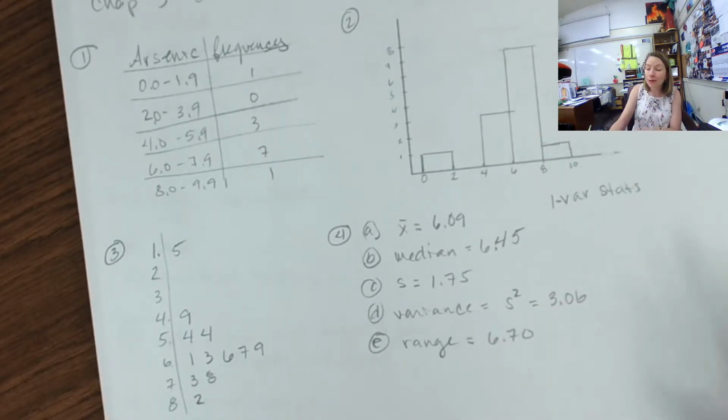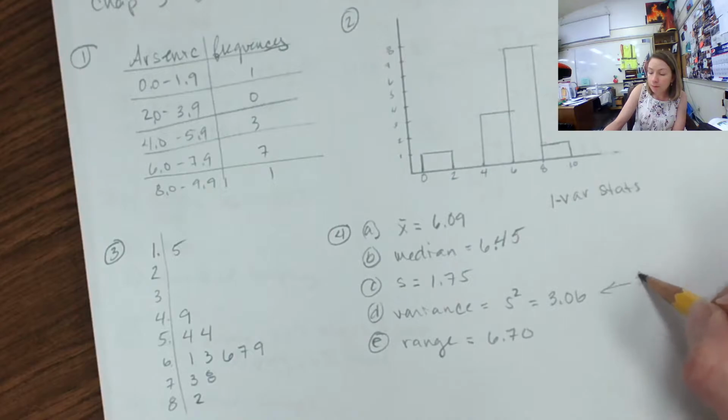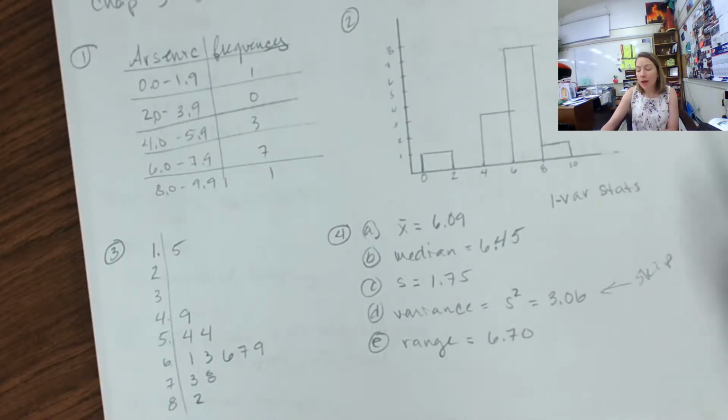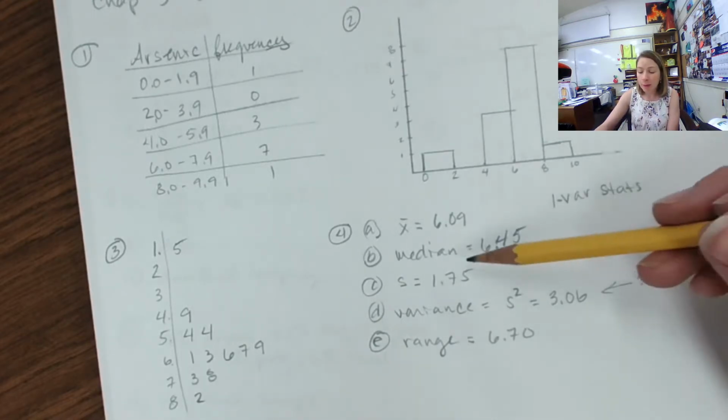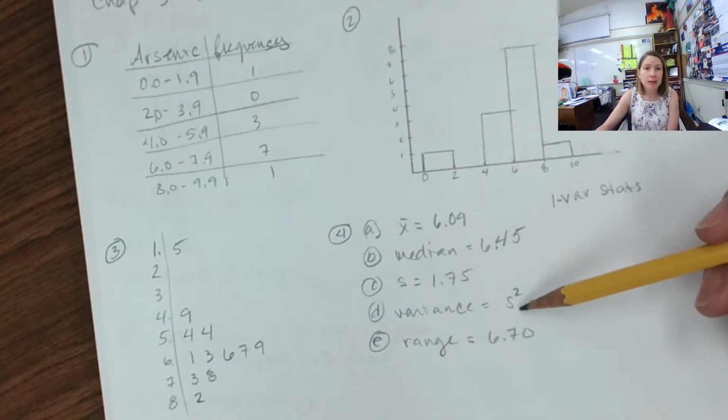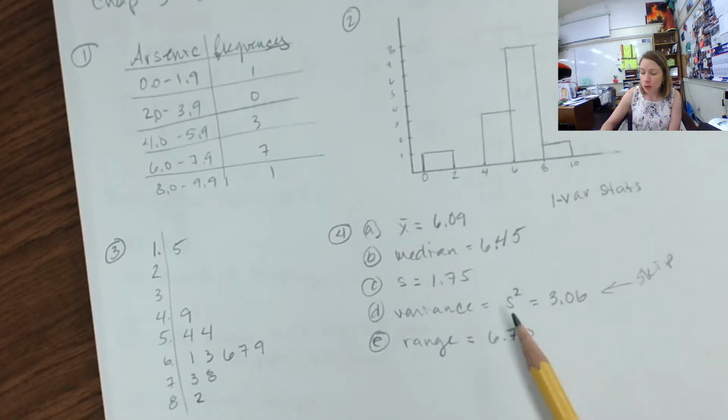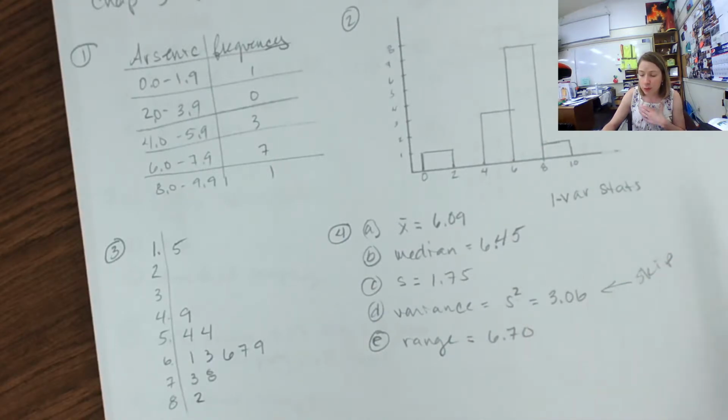Variance, I meant to have you skip this one, but I didn't put that down. Anytime that we come across variance, remember, we didn't really look at variance a whole lot, so anytime that it shows up, we just skip it. But remember, variance, it's really simple. It's just the standard deviation squared. So the standard deviation squared is 3.06 if you did that one. And then the range is just your upper minus your lower, so you get 6.7.